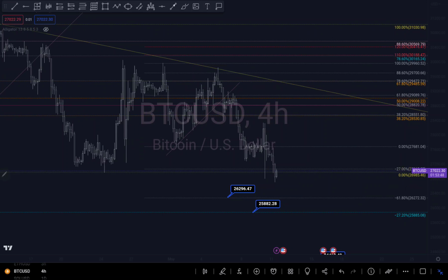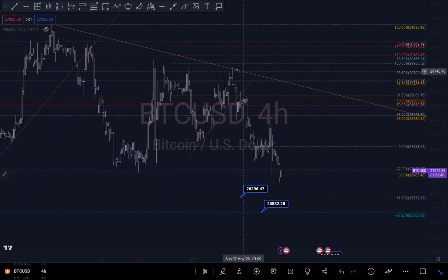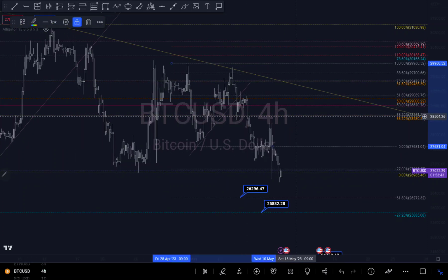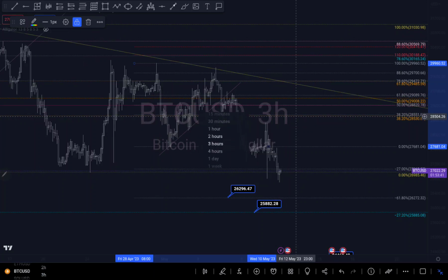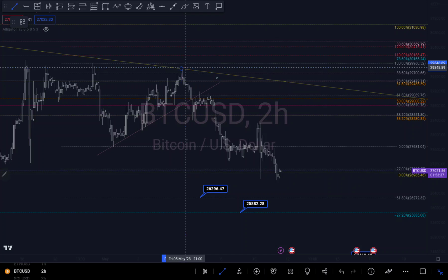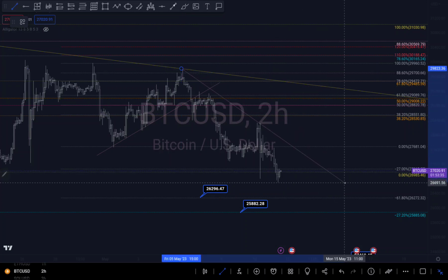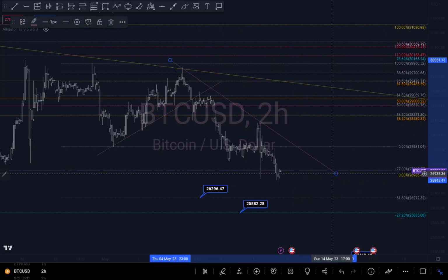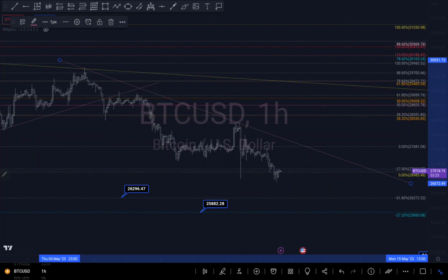I'm expecting a bit of a reversal around that area. Let me draw a trend line right at this level. Let's see. Okay, let's draw a trend line around this level right here, just to see how we think it might happen. Okay, let's go to 1 hour.